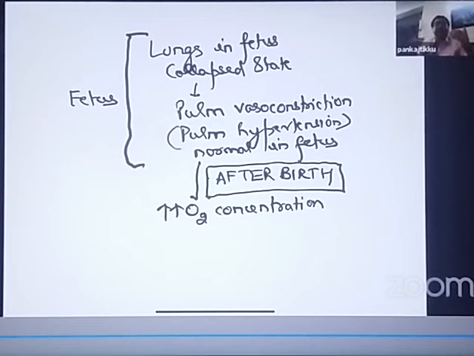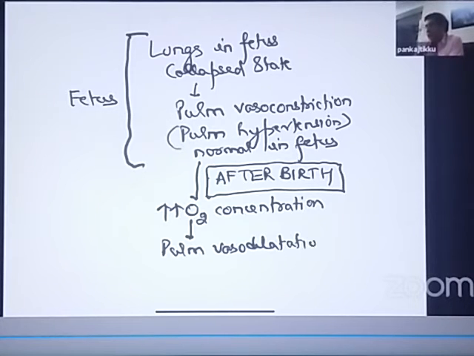And the moment there is high oxygen concentration, what will happen is there will be gradual pulmonary vasodilatation. So it was pulmonary vasoconstriction.